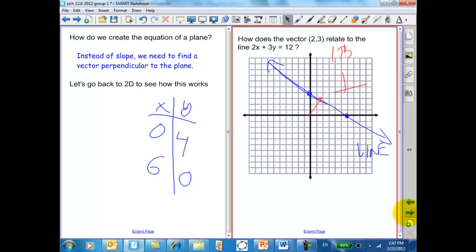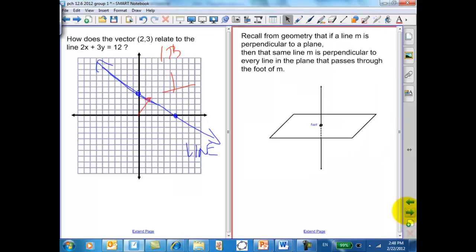In 2D, it's perpendicular to the line. In 3D, it's going to be perpendicular to the plane. How can this possibly work? Well, a little review of geometry. If a line is perpendicular to a plane, here's line L and here's plane M.